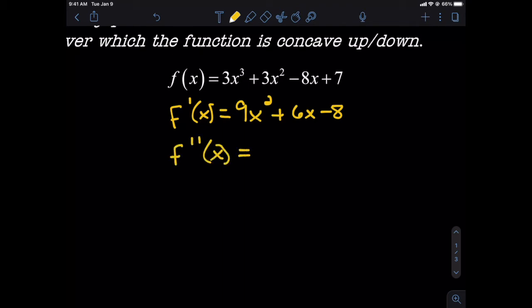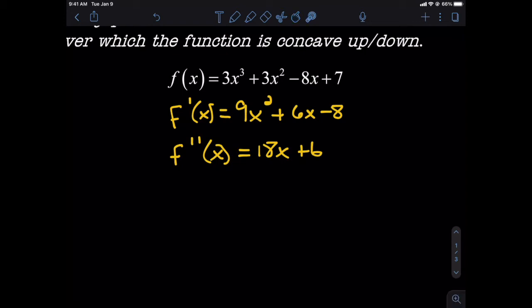We do the same thing for f double prime, but with f prime of x instead. The derivative of 9x squared is 18x, and the derivative of 6x is 6. We're not even going to bother with the negative 8 there, because we understand that the derivative of a constant is 0, and it's not even worth writing down.